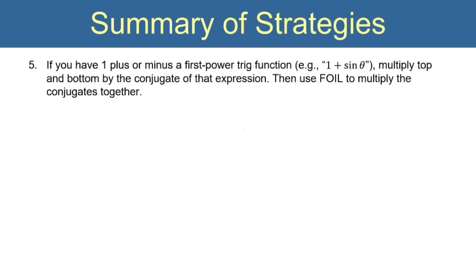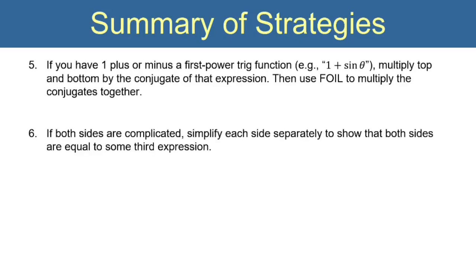Strategy number 5 was that if we have 1 plus or minus a first power trig function, then we can multiply top and bottom by the conjugate, and then after we use the FOIL method to multiply those two conjugates together, we'll be able to make a Pythagorean substitution. And then strategy number 6, if both sides are complicated, then you can simplify each one separately to some third expression. So we've done examples where we used each one of those things.